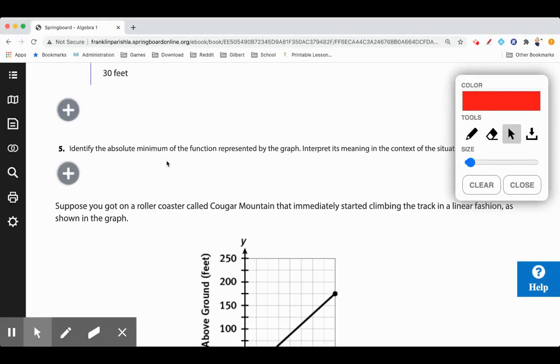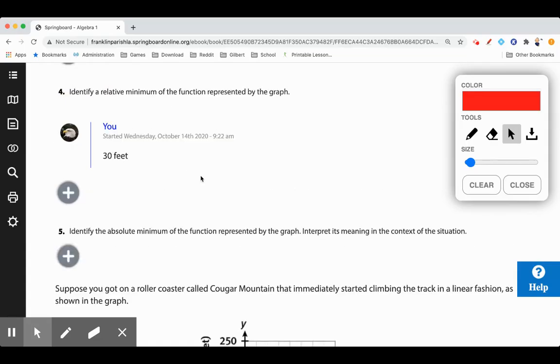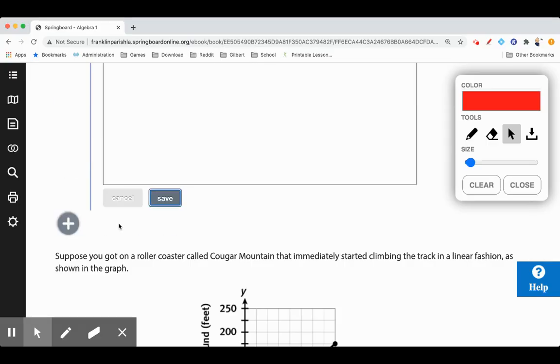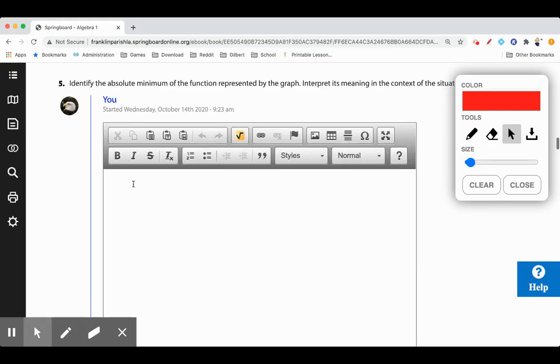Identify the absolute minimum. Okay. We would say 10 feet would be the absolute minimum. Remember, relative minimum can't be at the endpoints, but absolute can be. 10 feet would be the lowest that goes. The lowest height.